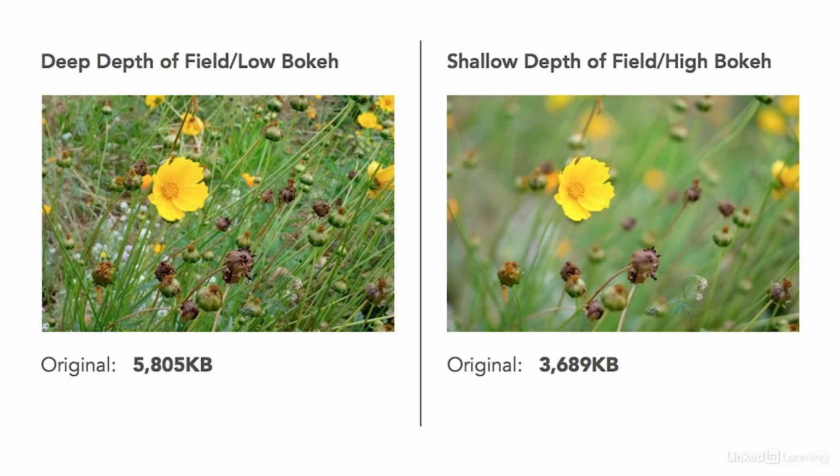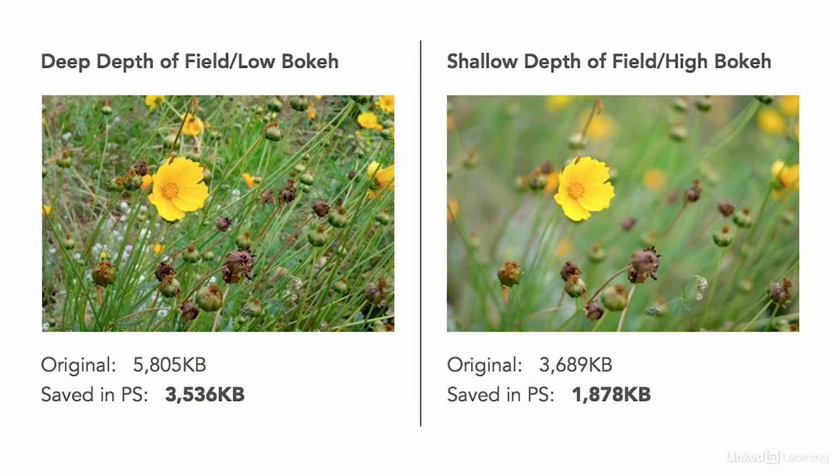Now, right now, these images are straight off my camera, and my camera does zero optimization. It tries to save as much data as possible. If you just take the images and dump them into Photoshop and hit Ctrl or Command S and save them, Photoshop automatically optimizes these images. And you can see for the original image with deep depth of field, we've already lost over 2,000 kilobytes by just optimizing it straight through Photoshop.